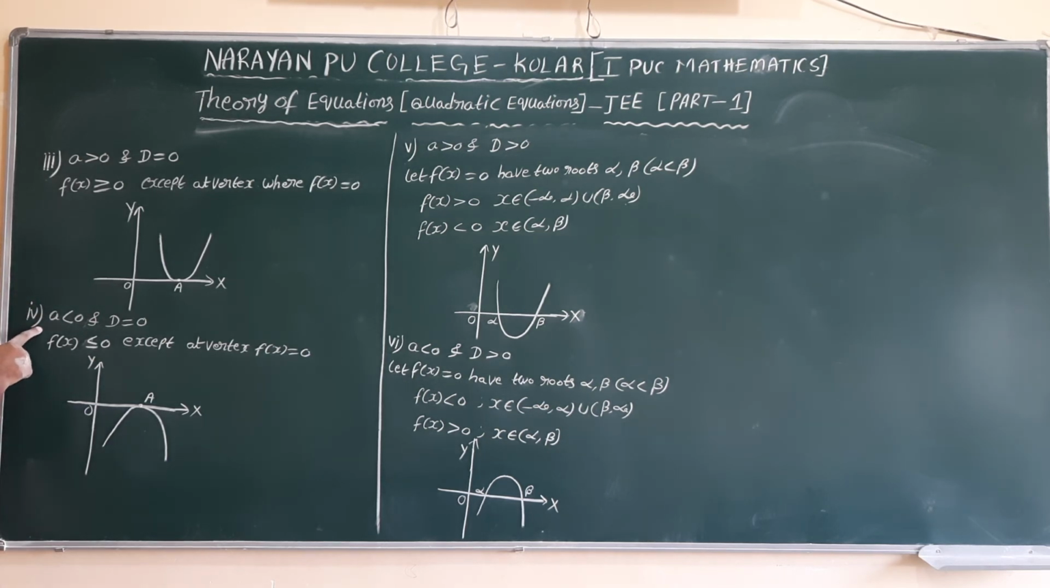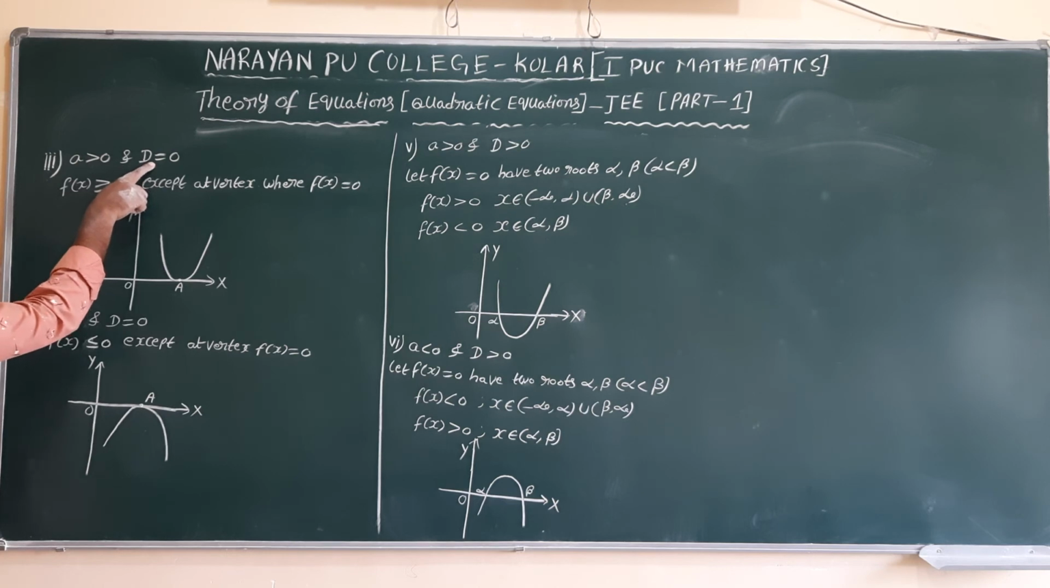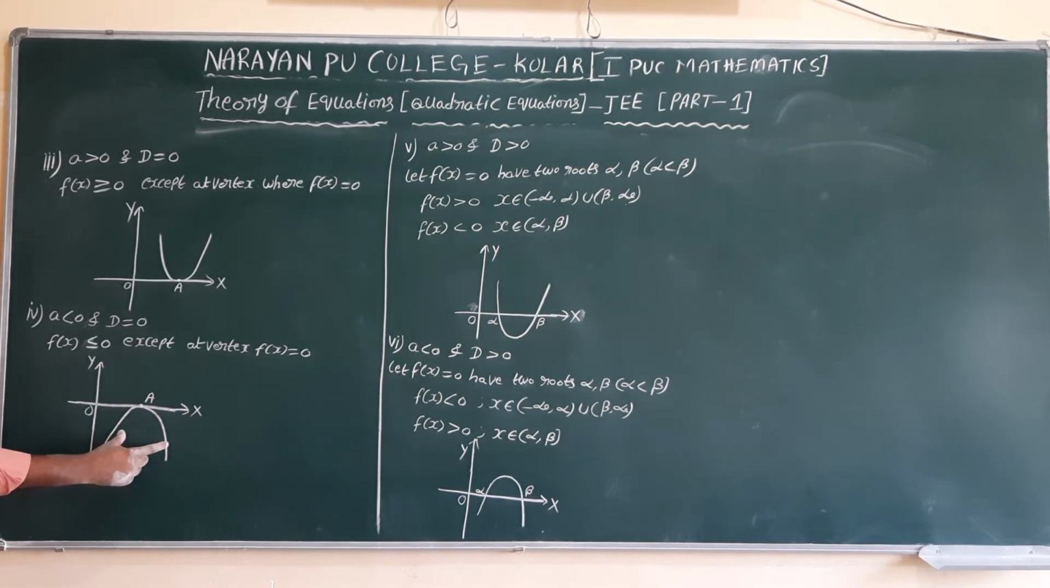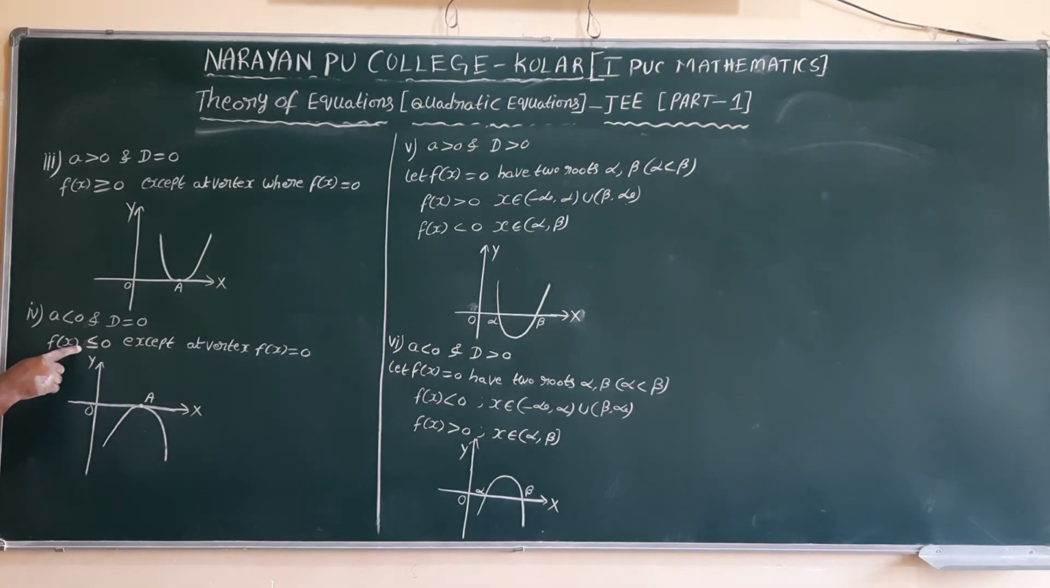Next, fourth case, D equal to 0 but a is less than 0. D equal to 0, a is less than 0. Same thing, at that time also vertex is on the x-axis but parabola will be downward. That's what this is the function. Function is less than or equal to 0. Equal to 0 or less than.